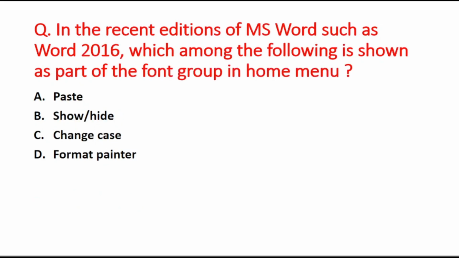Next question is, in the recent editions of MS Word such as Word 2016, which among the following is shown as a part of the font group in home menu? Your A option is paste, B option is show and hide, C option is change case, and D option is format painter. So right answer is option C, that is change case.